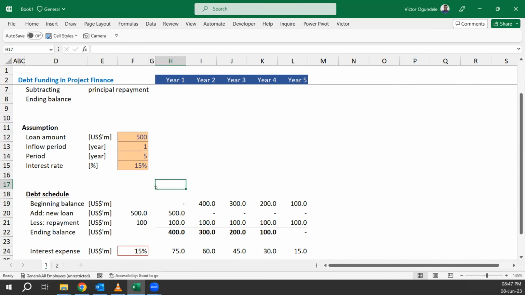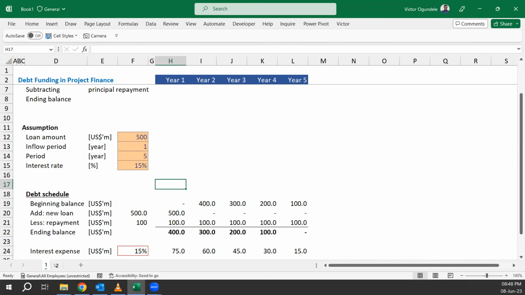Welcome back. We've taken a look at case 1 and case 2 of debt funding in project finance. As I mentioned, whenever you are building your project finance, always think about different things. You need to think about flexibility, such that by the time you are presenting it and they ask for this, it's easy to just change on the spot, and your model will automatically update.